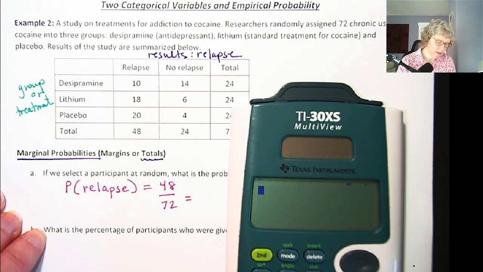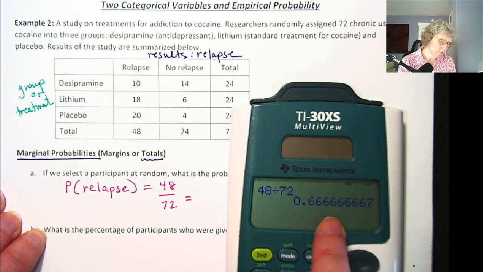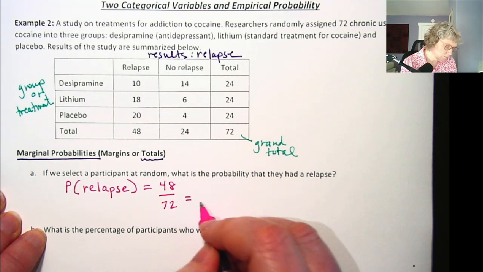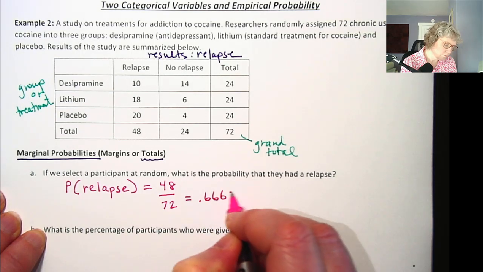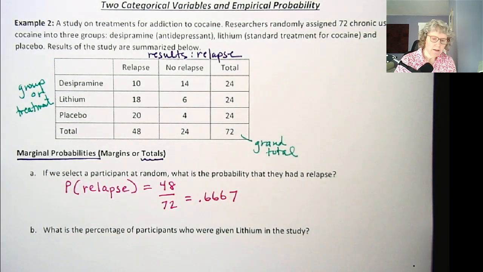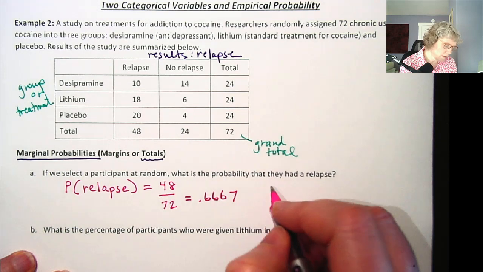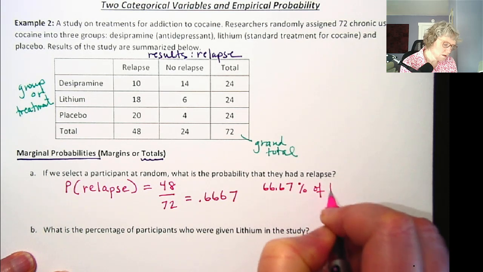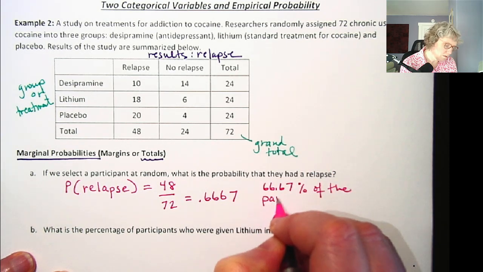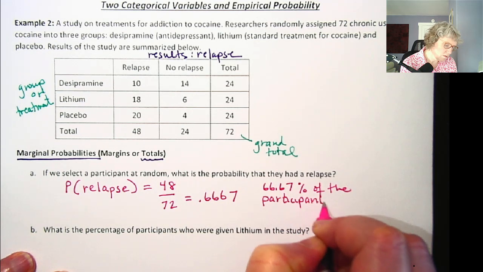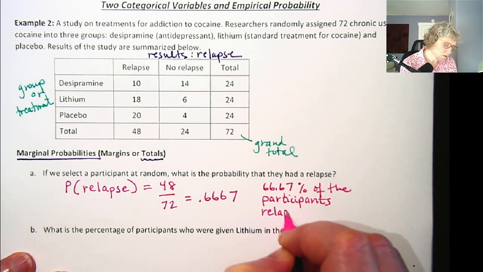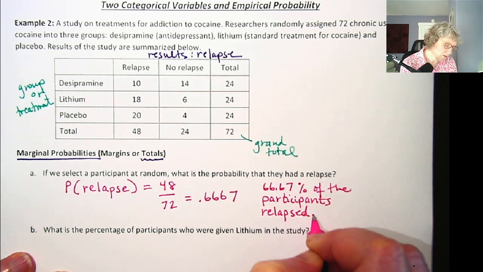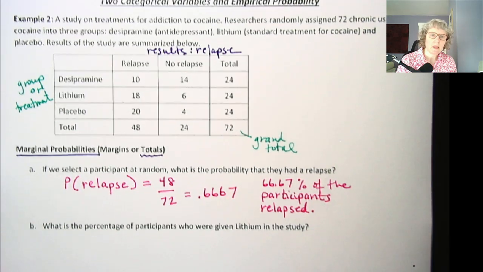So let me find out what that is. 48 out of 72 is 0.666, and then I'm going to have to round that to a 7. Okay. And then it's good to write a sentence as well. So we could say 66.67% of the participants relapsed. Okay, that's quite a lot, right? Addiction is very challenging. Okay.